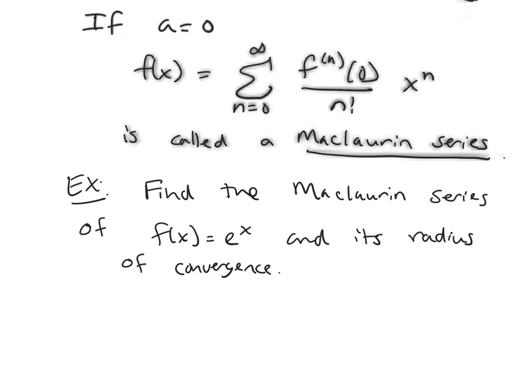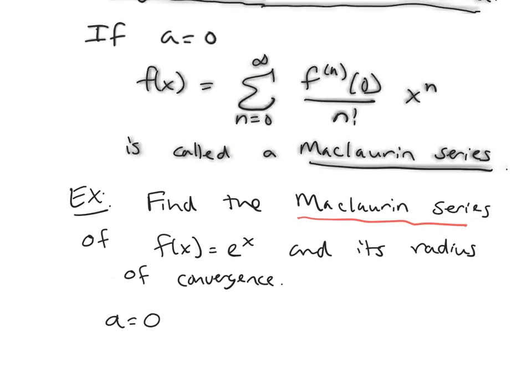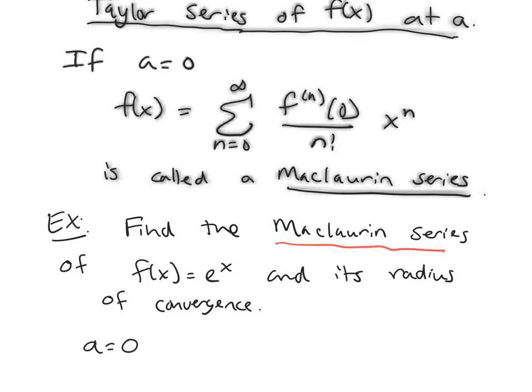So you see the phrase Maclaurin series, which means I'm taking a to be 0. Anytime you see Maclaurin series, that means you're doing a Taylor series about 0 or at 0. So let me go back up a little bit. This is what we need to write, this power series representation.